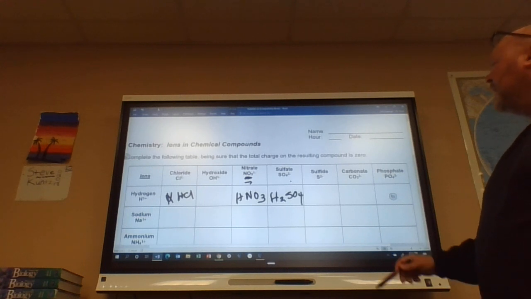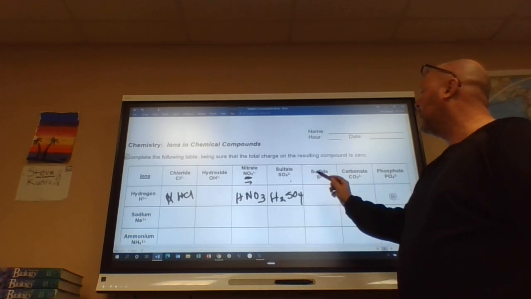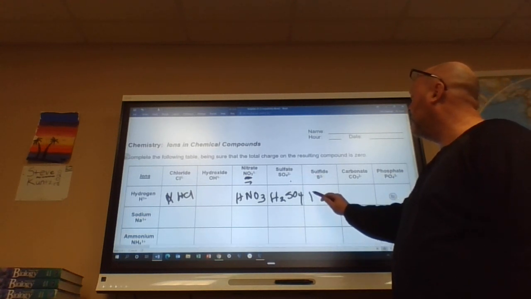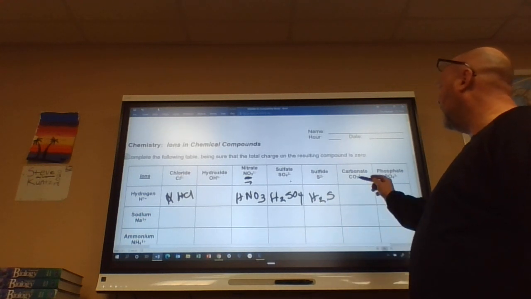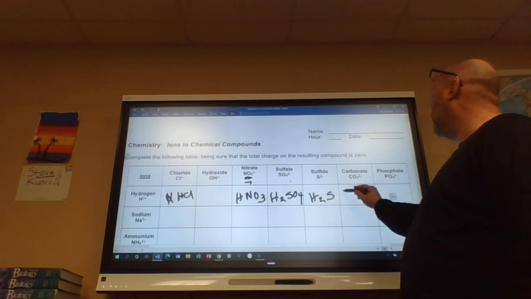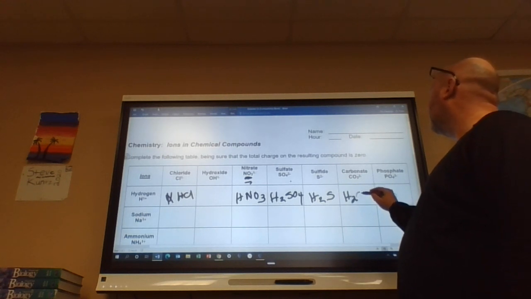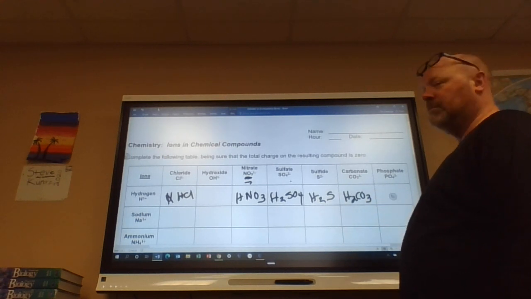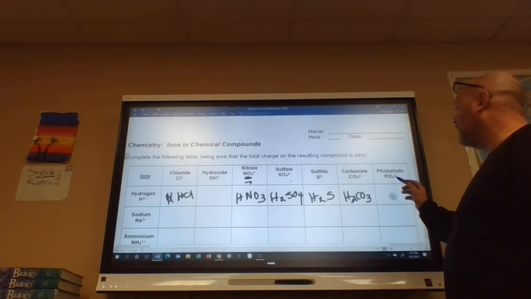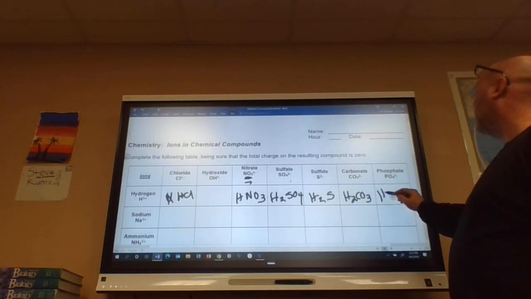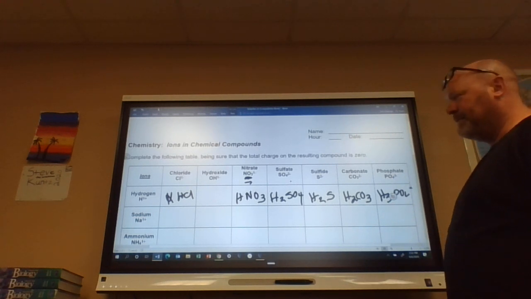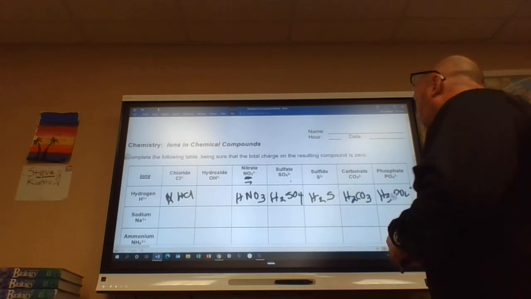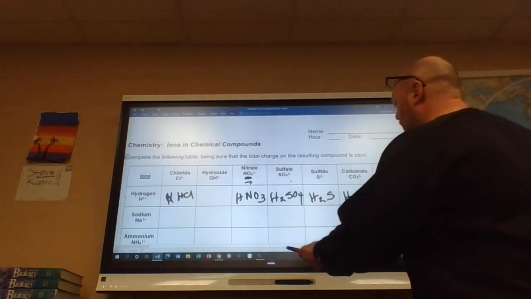Okay? Now, here's another one. This is a 2 and this is a 1. So crisscross, H2S. Okay, same thing goes. This is a 2, so this would be H2CO3. Okay? Now this is a 3, so this would be an H3PO4. Okay? Now, one other one that people sometimes have difficulty with.